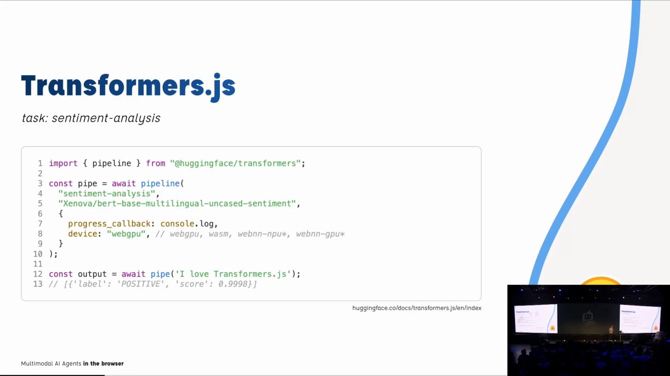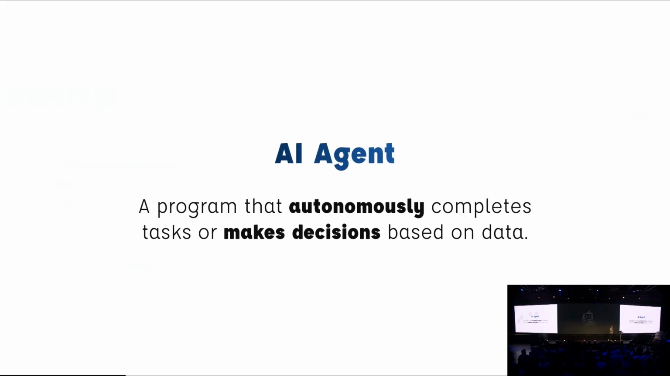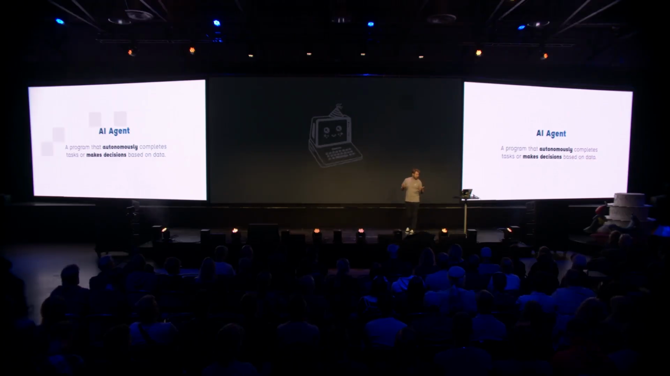So we now know that we can actually run machine learning models directly in the browser. Now let's talk about AI agents. So what is an AI agent? A very high-level overview: an AI agent is a program that autonomously completes tasks or makes decisions based on data. At the core, an agent needs a large language model, an LLM. And I think we all use LLMs by now.